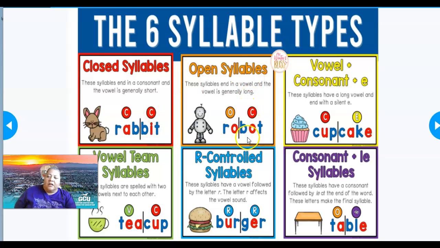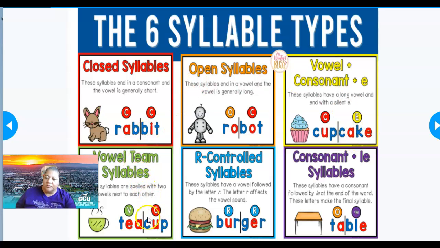Open syllable. There's no consonant after the vowel. The vowel is open all by itself, so it's going to make a long sound, like in robot. Row, and then bot. There's a consonant, so the second syllable is closed. Or the vowel-consonant-E, which is the magic E or the silent E. We have cup, closed syllable, and then that magic E or silent E, which makes cake.